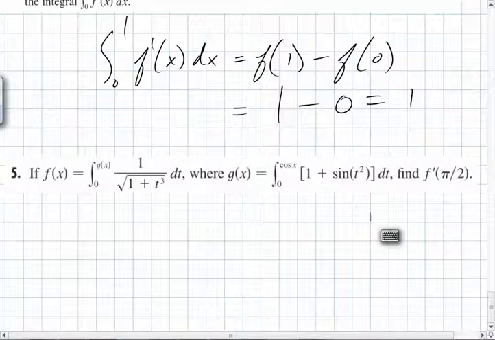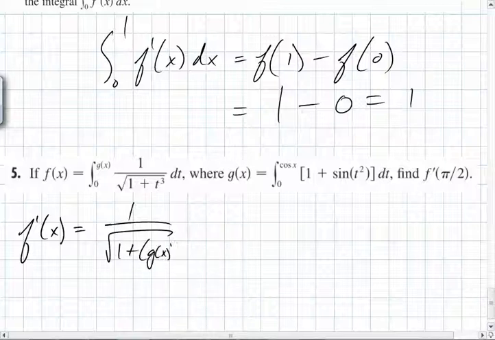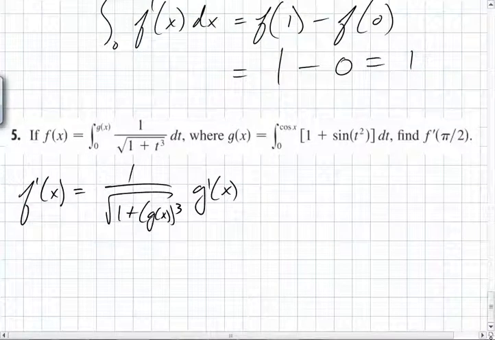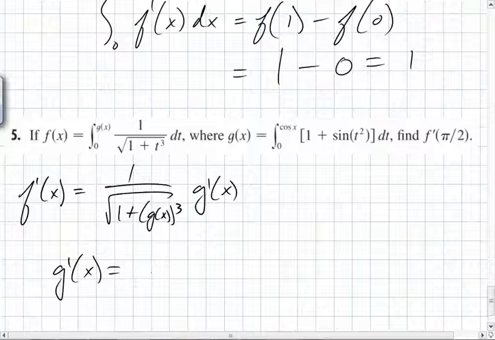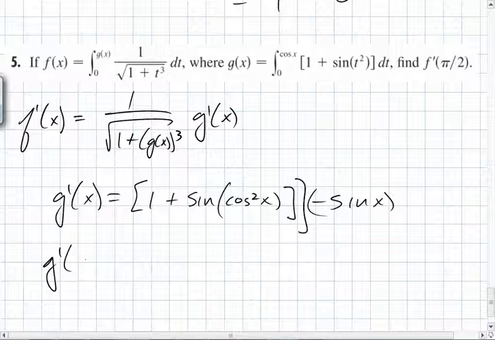So we have to find f prime. You know that f prime of x is going to be equal to 1 over the square root of 1 plus g of x cubed, times g prime of x. So if we want to find f prime of pi over 2, we also need to find g prime, right? What's g prime going to be? g prime is 1 plus sine of cosine squared x, times what? Negative sine x, correct?